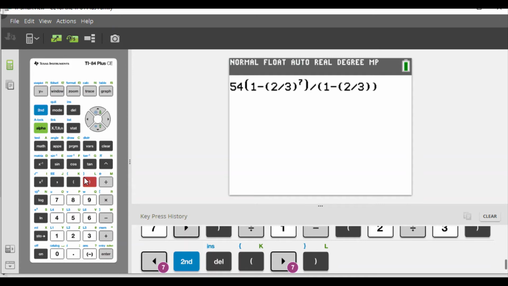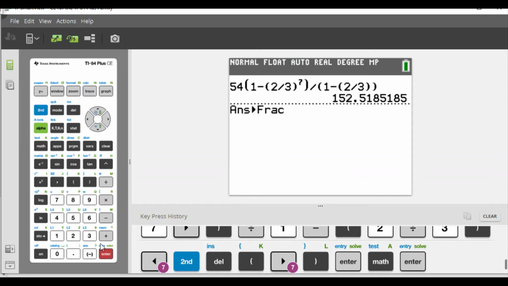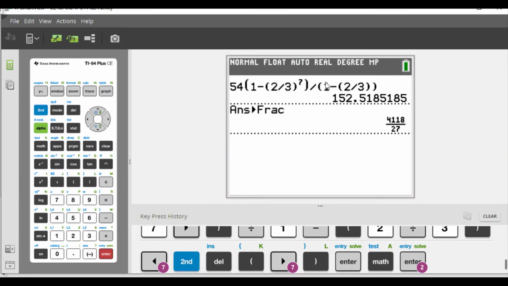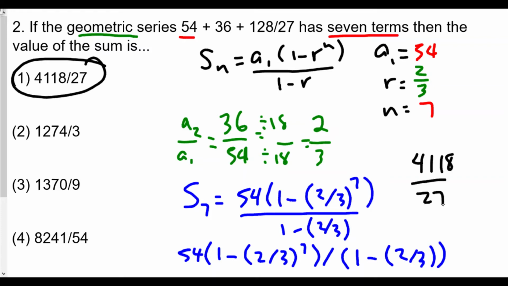So we find in this case we're going to get a value of 152.518518. So it's a repeating decimal. Our calculator allows us to change this repeating decimal to a fraction by hitting math, enter, enter again, and we get 4,118 over 27. So 4,118 over 27, that would be choice number 1. So yes, it was 4,118 over 27 as our sum.